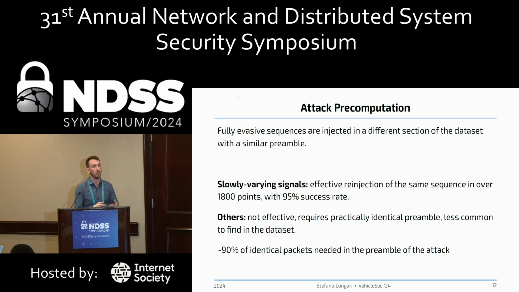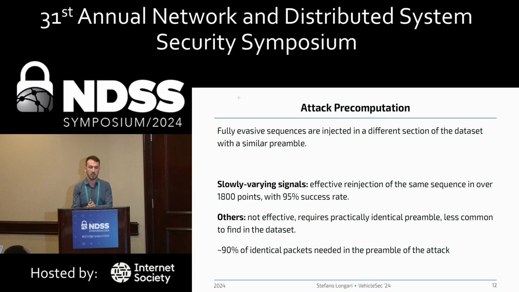And finally, on attack pre-computation, as I was mentioning, the problem is we need to be sure to find a way to implement the attack in real time, but if we have to do 50 iterations of Oracle and evasive algorithm, this does not become feasible. So the only option that we have at this point is to build a fully evasive sequence beforehand and understand what is the preamble on the network of that fully evasive sequence.